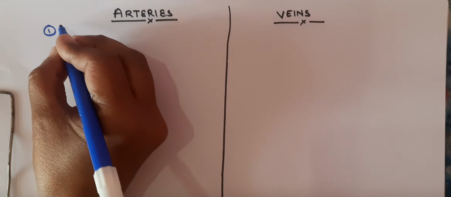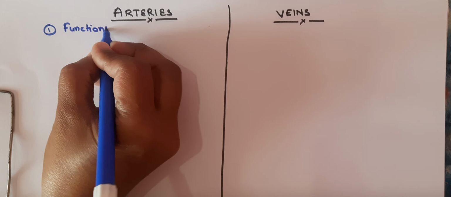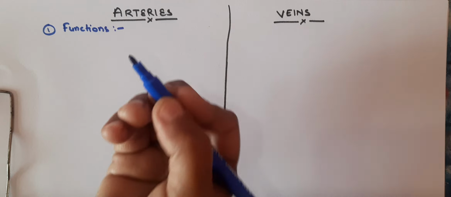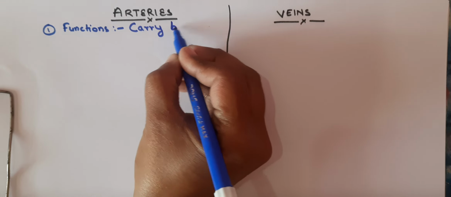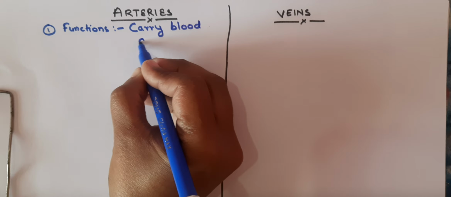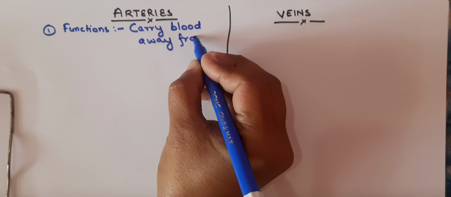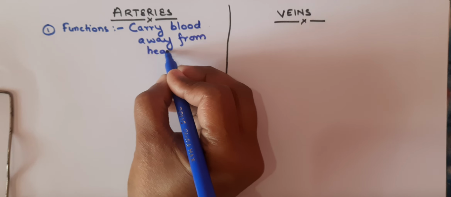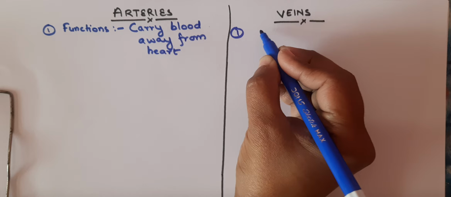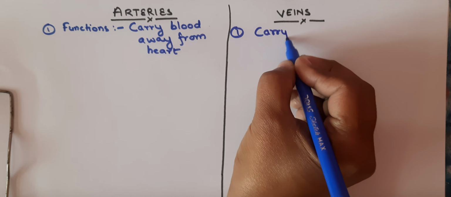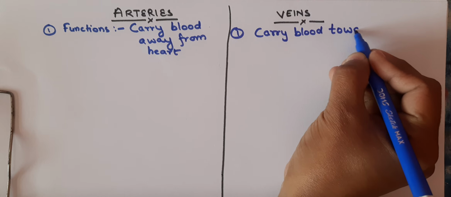Okay, so first of all, the first difference between the arteries and the veins is in terms of their functions. So what do the arteries do? Students, the artery will carry the blood away from the heart. However, the veins will also carry the blood, but they will carry the blood towards the heart.